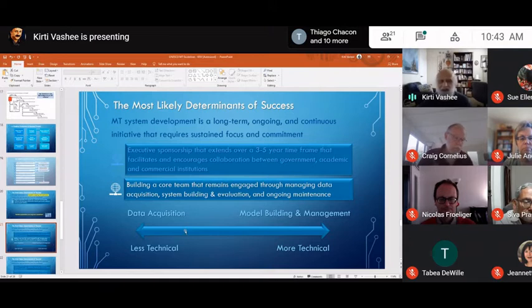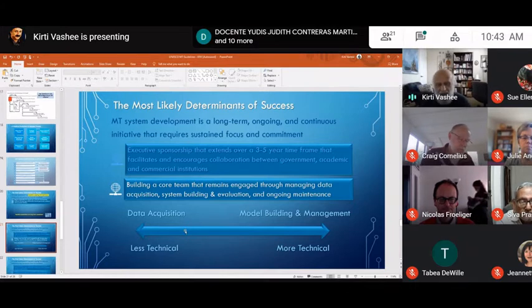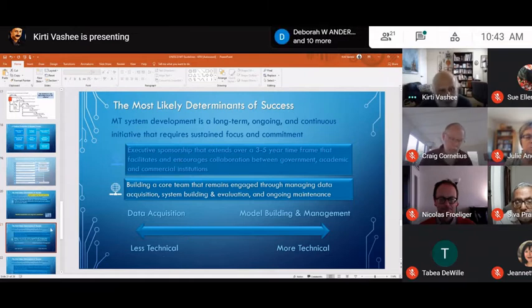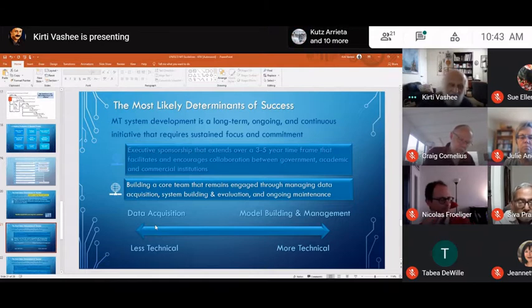Having a core team that stays in place, that is involved through the data acquisition and the system building and evaluation phases is very key to success. And you need less technical people during the data acquisition phase, because it's really more about building a system where people can contribute sentences of translation, or language teachers can just digitize their books and put them in there, or people can scan books and put the parallel sentences in there. Then when you get to the model building and management phase, you need more technical people for that phase.